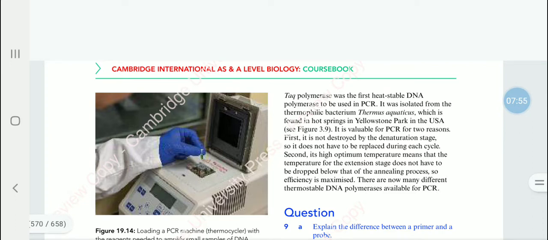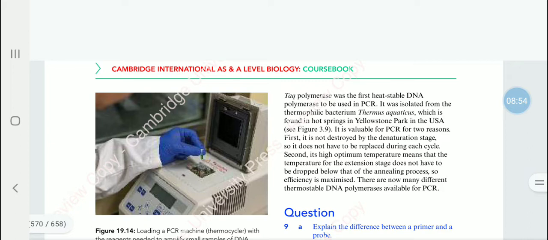So this Taq polymerase was the first heat-stable DNA polymerase to be used in PCR. It was isolated from the thermophilic bacterium Thermus aquaticus, which was found in, again, the Yellowstone National Park in the United States, which is actually one unique place. Yellowstone National Park is actually a supervolcano, which is overdue in erupting. So it can erupt at any moment, and if it erupts, that would cause a mass extinction level event also. That's a different story, but it has a lot of hot water springs which are boiling actually. That is, 100-degree water is available in those springs.